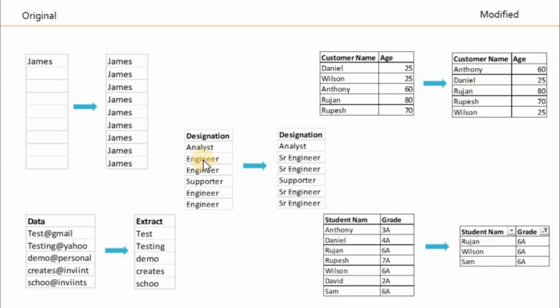Next, I have values in a column. In this, the word Engineer is appearing in multiple cells. I want to change all these engineer words into senior engineer. Here, I have data in a column with different student grades. I want to select only grade 6A like this. Next, I have data like this. From this, I have to extract only some part of text as shown here. All these options we see in this video.